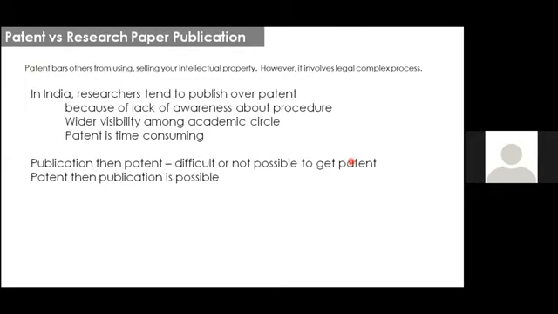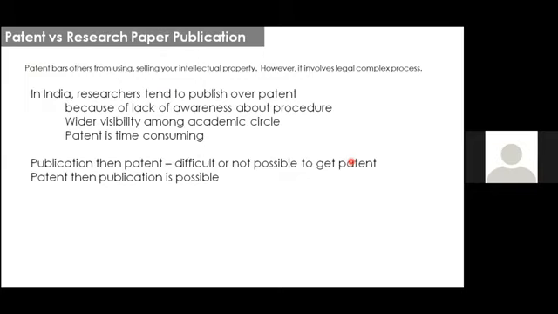Also, in many cases, publication in reputed journals gives more visibility in the academic circle, and that actually enhances your pay scale, your promotion, and all those factors. And the third important aspect is that patenting is a time-consuming process, and it also requires money. So researchers who are less aware about the procedure of the patent mostly try to push themselves for publication rather than for the patent. There is a possibility that once you get a patent, then you can do a good publication.